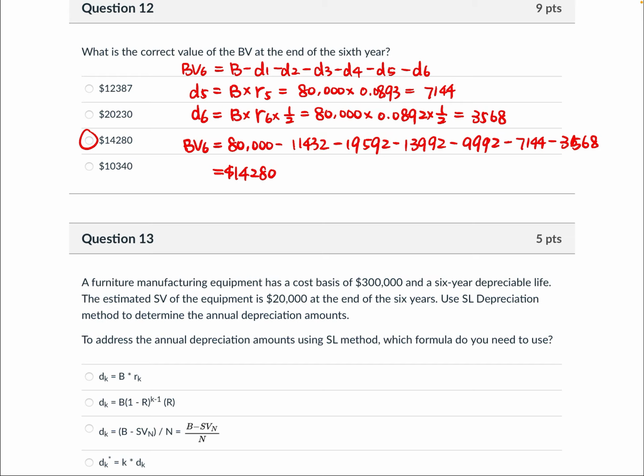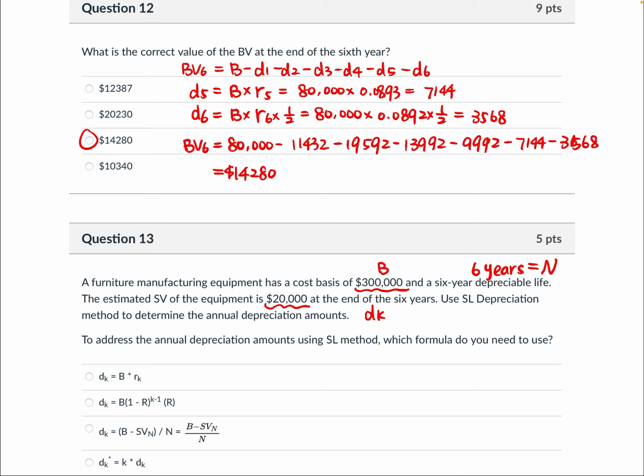All right. Next question is to talk about the SL method. A furniture manufacturing equipment has a cost basis of 300,000. This is the B. And a 6-year depreciable life, so N equals 6. The salvage value SV is 20,000 at the end of the 6th year. So use the SL depreciation method to determine the annual depreciation amounts. So it asks you what is DK.